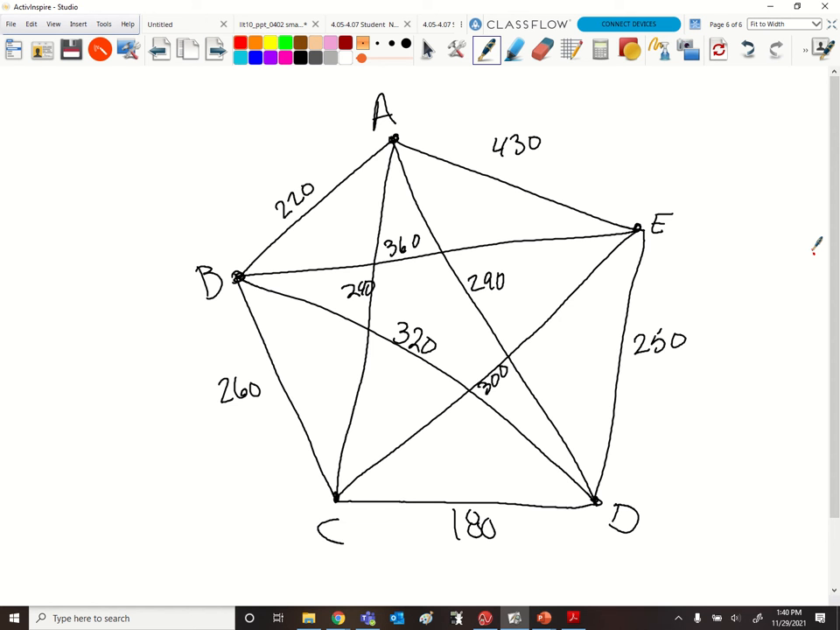Start at A, go to where? B. A to B. Where else? C.